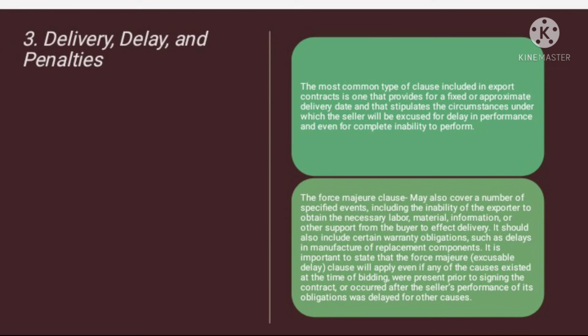Delivery, delay, and penalties. The most common type of clause included in export contract is one that provides for a fixed or approximate delivery date and that stipulates the circumstances under which the seller will be excused for delay in performance and even for complete inability to perform.